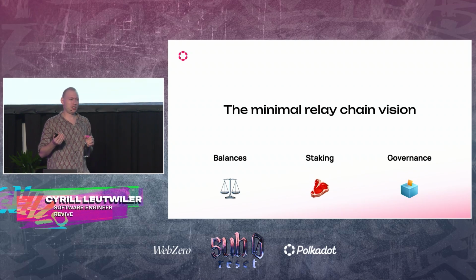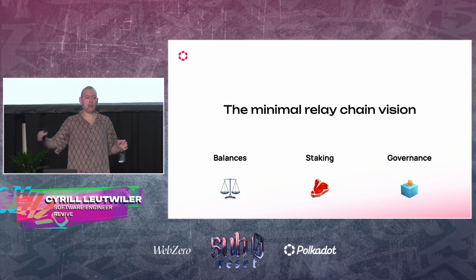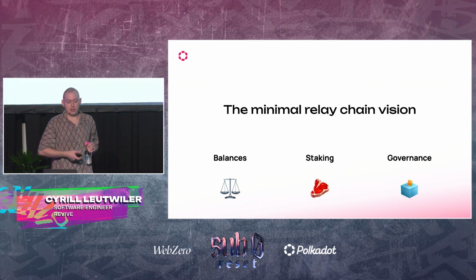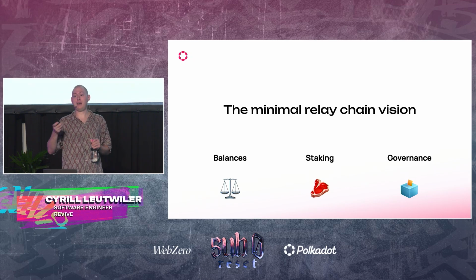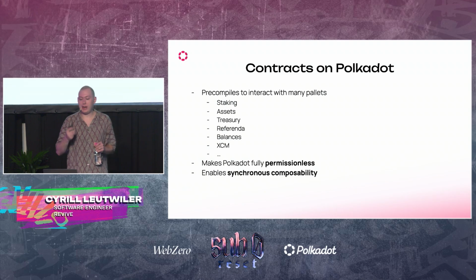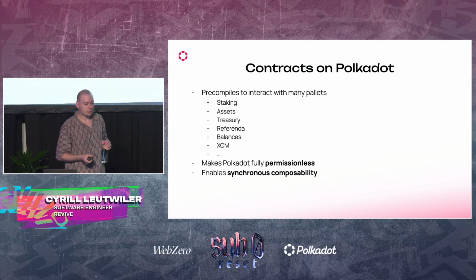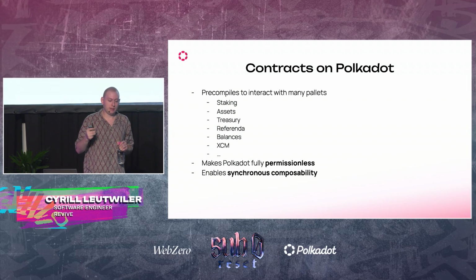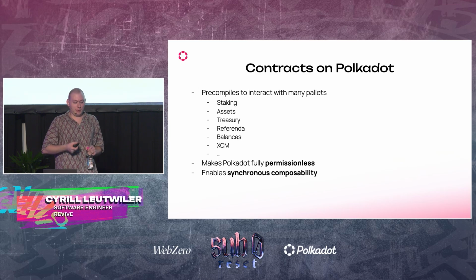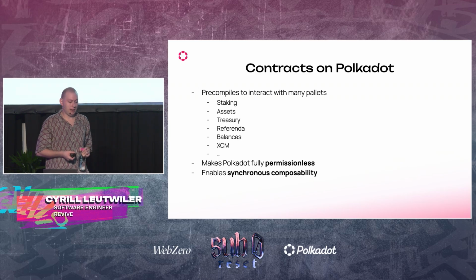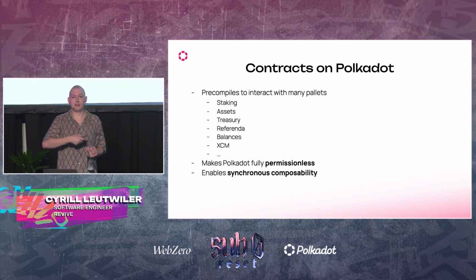The original vision, I think, was to have many system chains, like the staking chain, the governance chain, and so on. But eventually, we changed the plan, and now it more or less goes all into AssetHub, which I find is really great, because together with contracts and this minimal relay chain vision, we can provide precompiles for interacting with all those pallets, right? With staking, with pallet referenda.